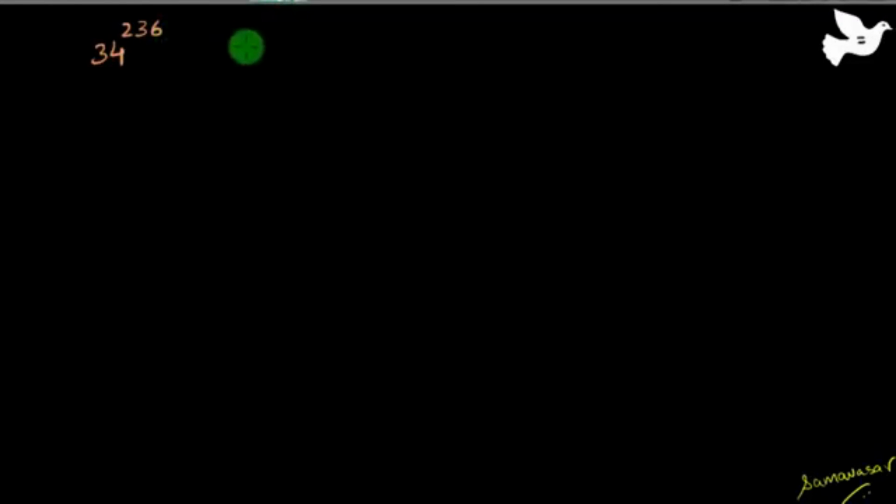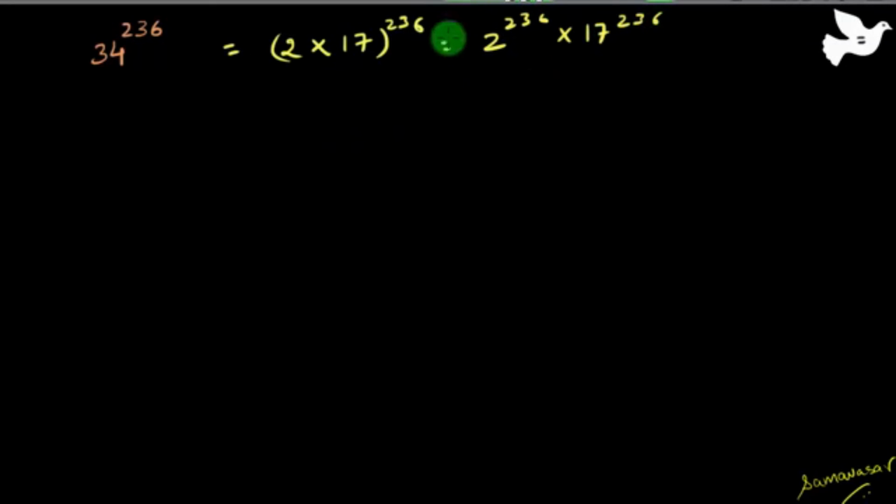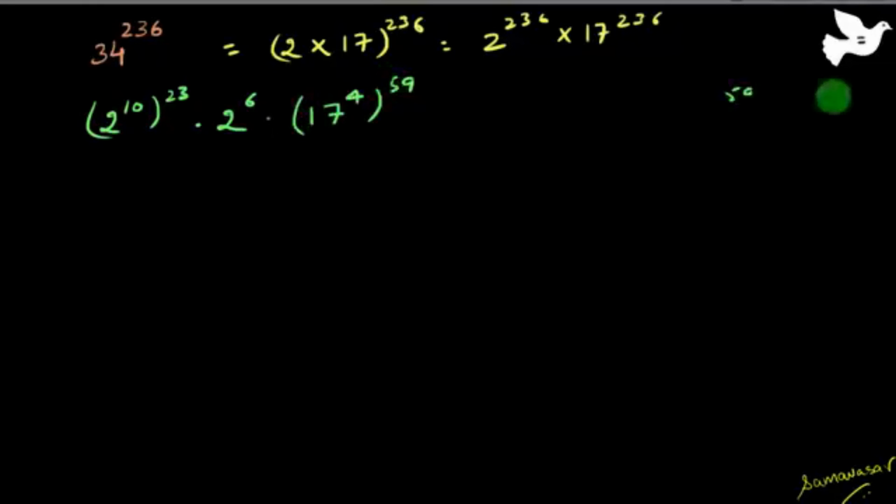So 34 raised to power 236 can be written as 2 into 17 raised to power 236, which is equal to 2 raised to power 236 into 17 raised to power 236. Okay, because 2 raised to power something we know how to find. So now 2 raised to power 236, this entire expression I can write as 2 raised to power 10 raised to power 23 into 2 raised to power 6, into 17, because as I told you 17 raised to power 4 ends in 1. So this is 17 raised to power 4 into 59. If you see, 59 into 4 is 236. So that is how I am writing this.